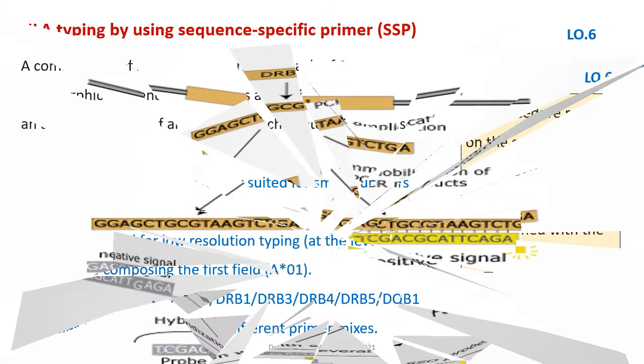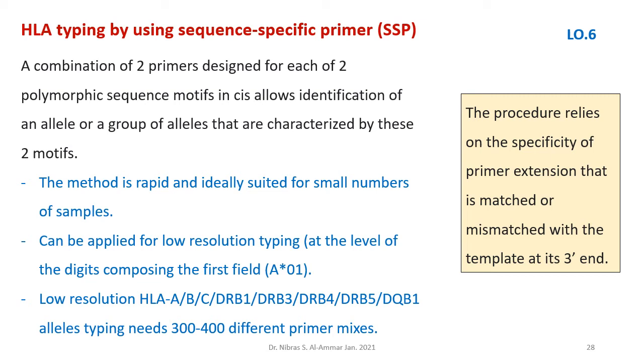Now, HLA typing by using sequence-specific primers, SSP. A combination of two primers is designed for each two polymorphic sequence motifs. These allow identification of an allele or a group of alleles that are characterized by these two motifs. The method is rapid, ideally suited for small numbers of samples, and can be applied for low-resolution typing, at the level of the digits composing the first field, for example A*01 only.